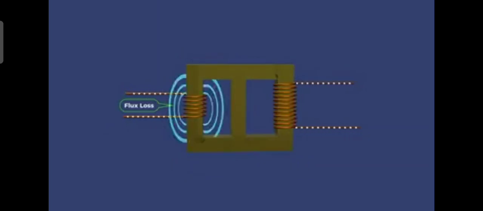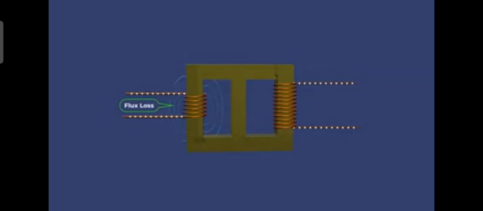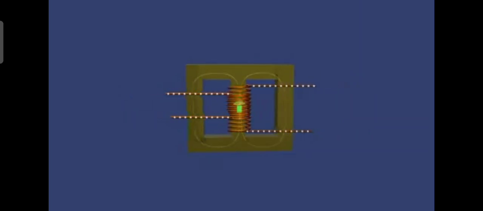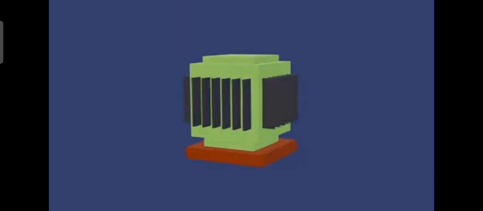Flux loss typically refers to leakage flux, which is the portion of the magnetic flux that does not link both the primary and secondary windings. Winding the primary and secondary coils one over the other helps to reduce leakage flux and improve coupling between the coils. Transformers come in various shapes and sizes, tailored to specific applications.